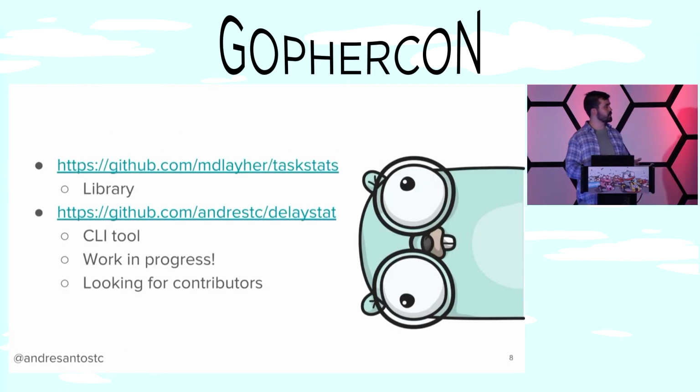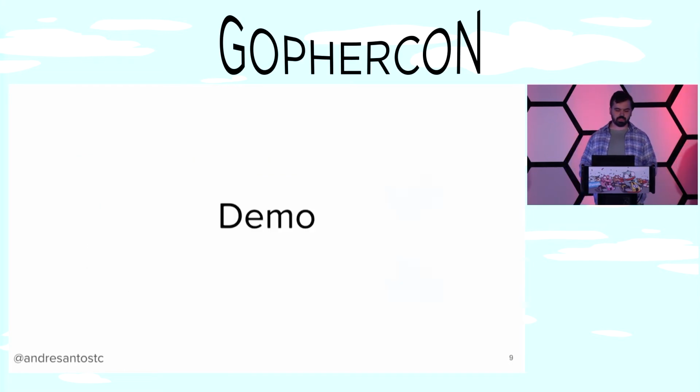Since it is a Go conference, Matt Layher has built a really nice library called taskstats. It's a library that exposes delay accounting information and also some other information. And I've started a simple CLI tool using his library to expose delay accounting information for a given process or thread group. It's a work in progress. I just started the repo, so if someone wants to contribute, just reach out to me. Now let's do a simple demo of the tool.